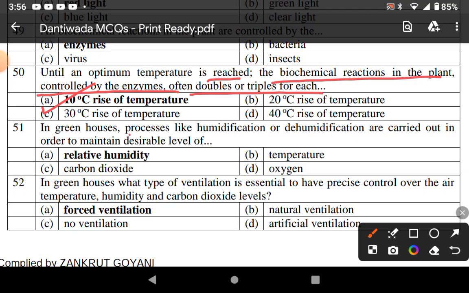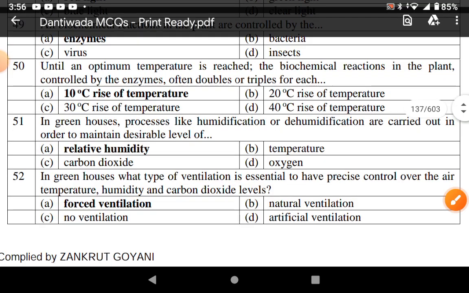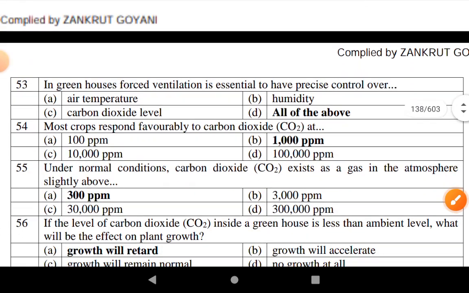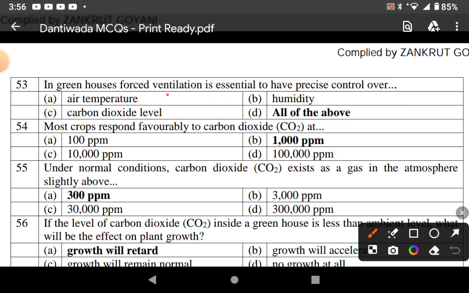In greenhouse, processes like humidification and dehumidification are carried out in order to maintain a desirable level of relative humidity. In a forced greenhouse, what type of ventilation is essential to have precise control over air temperature, humidity and carbon dioxide? It is forced ventilation.